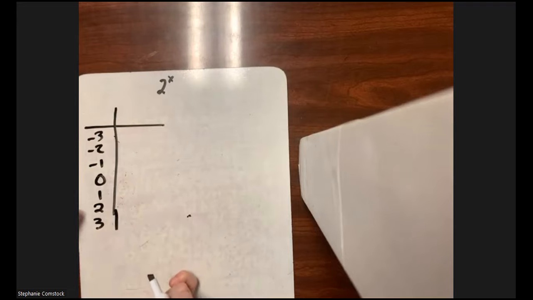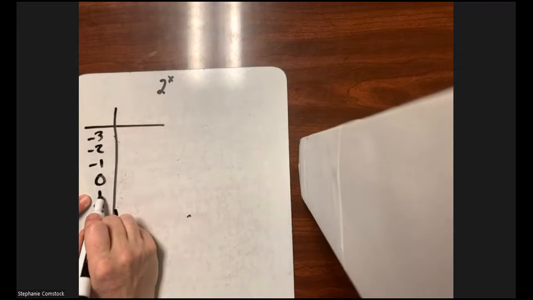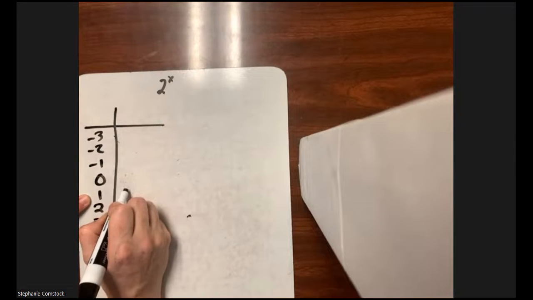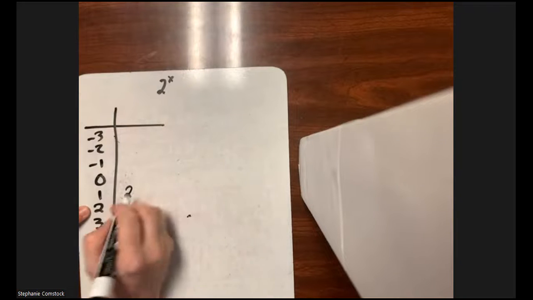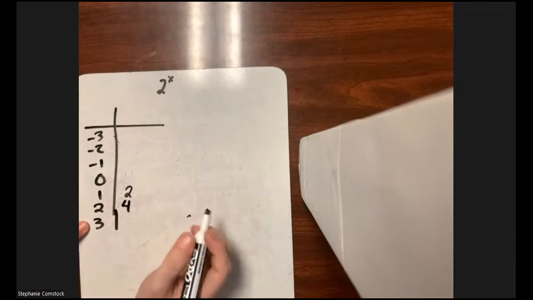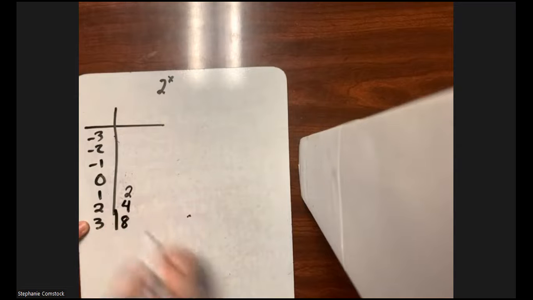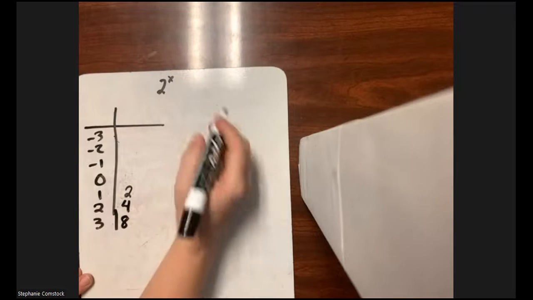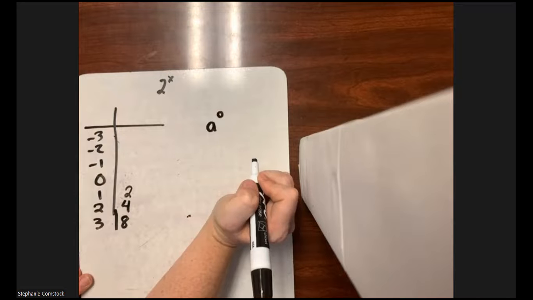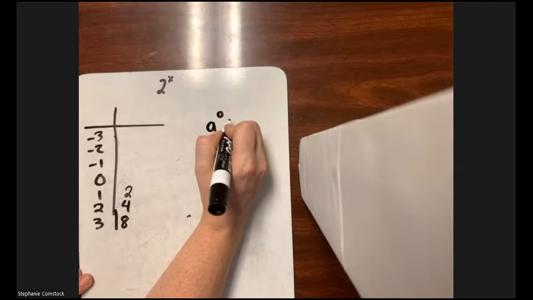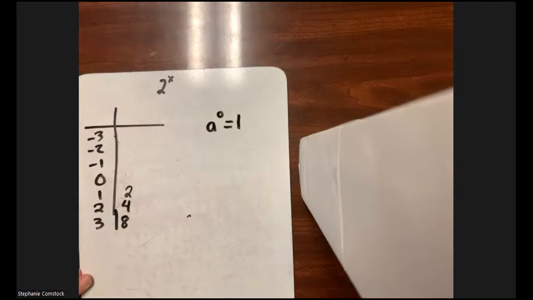Now, for something like this, this is 2 to the first, and so anything to the first power is just itself. This would be 2 squared, which would be 4, and 2 cubed, which would be 8. Now, for 0, there's a rule. Anything to the 0 power, so long as it's not 0 itself, is 1. Okay, so that means this is going to be 1.